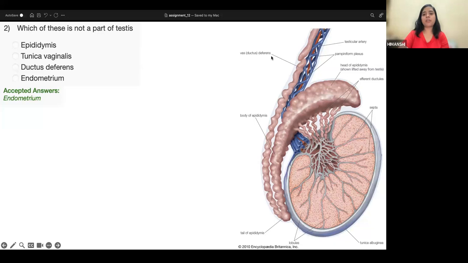As we can see, we have the ductus deferens here. We have the body of the epididymis, the tail of the epididymis, then the internal structures in the testes, which are generally labeled as lobules. The covering around the testes is called the tunica albuginea. We have septa, which help in dividing the testes into lobules. We have efferent ducts, then the head of the epididymis, the pampiniform plexus, and then the testicular arteries for the blood supply. So these are the general things which are associated with the testis.